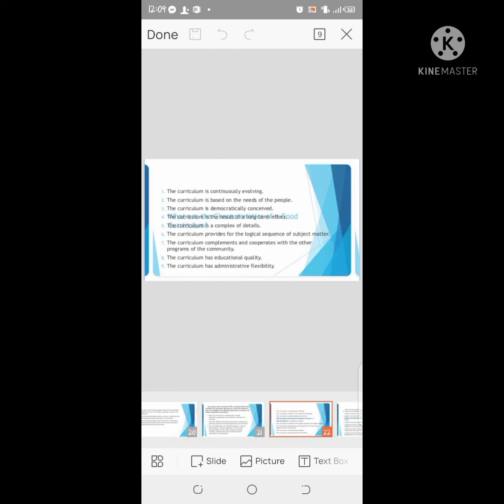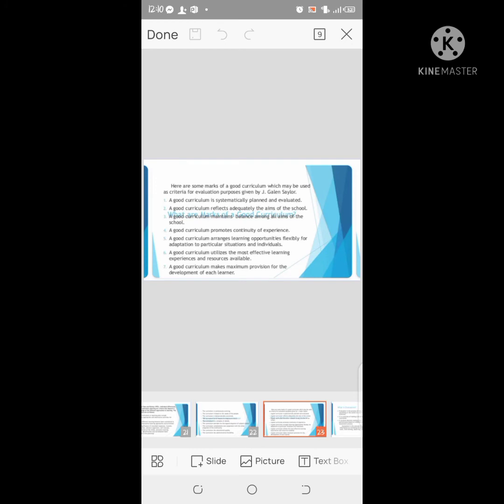Then the curriculum complements and cooperates with the other programs of the community. Then the curriculum has educational quality. And last, curriculum has administrative flexibility. So that is it. So next we have, here are some marks of a good curriculum which may be used as criteria for evaluation purposes. So this is about the criteria for curriculum evaluation, meaning what criteria to use in evaluating a curriculum.